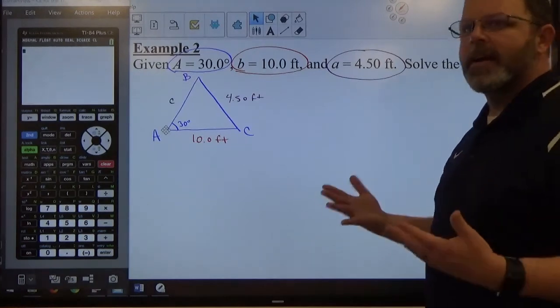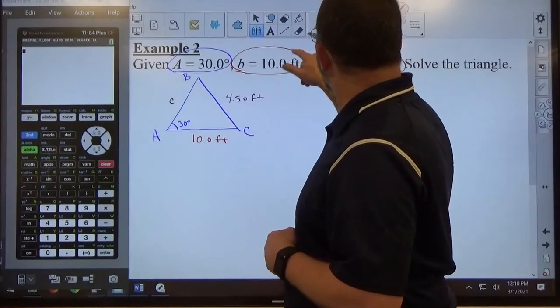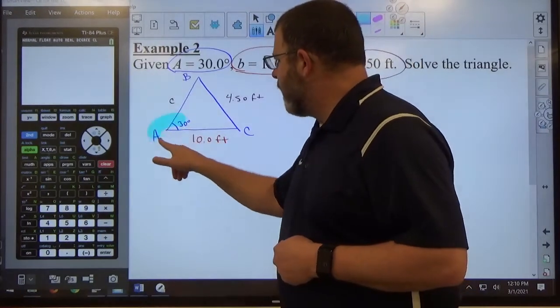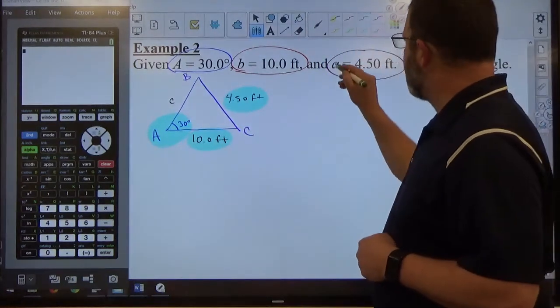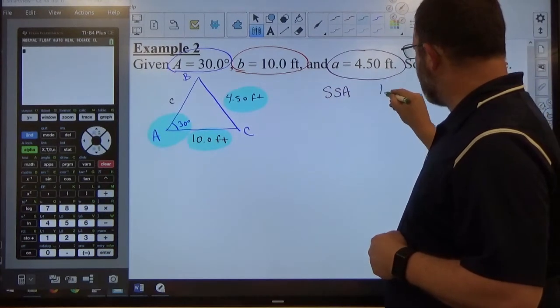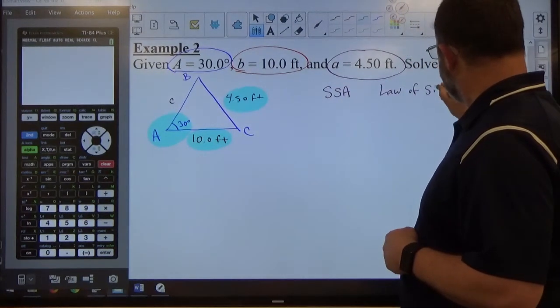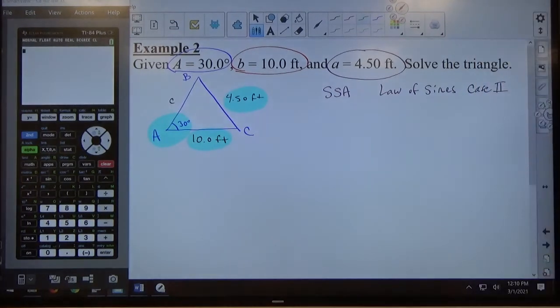So I'm missing 2 angles, missing one side. But again, I need to diagnose what I'm given so I know what scenario to use. If I'm looking at this and diagnosing it, I got an angle and I got 2 sides. So what I've got here is a side-side angle setup. And that's law of sines, case 2. With side-side angle, law of sines, case 2, the very first step says use the law of sines to find the missing angle you can find.